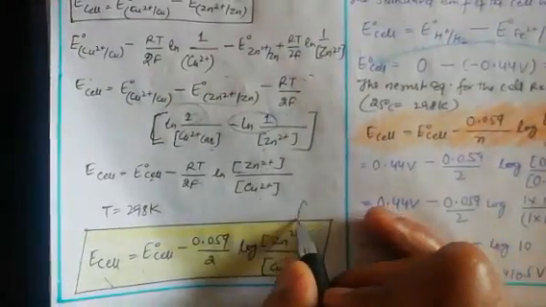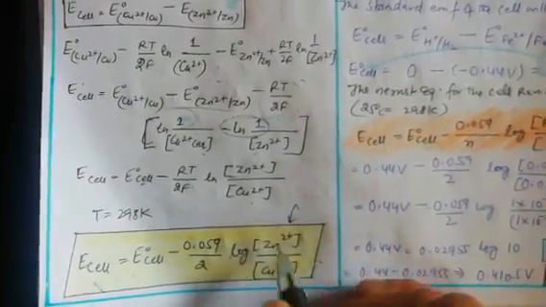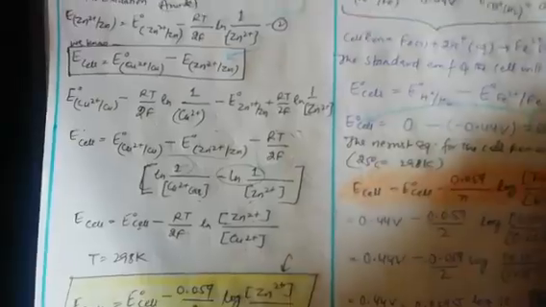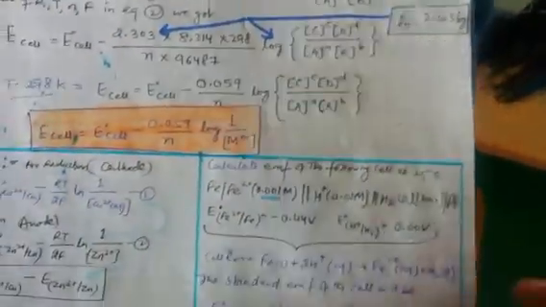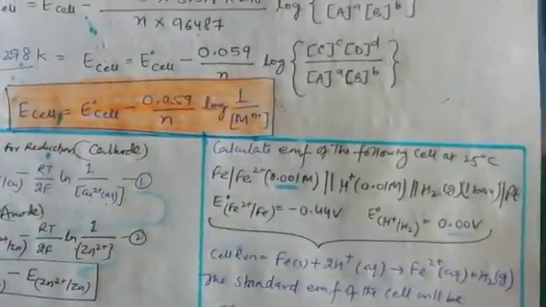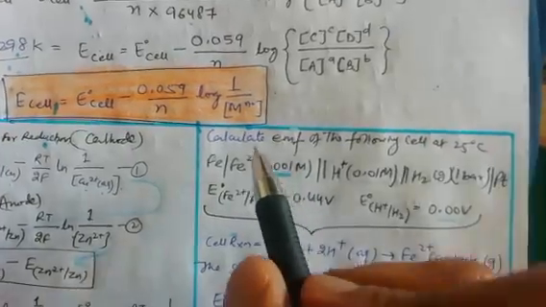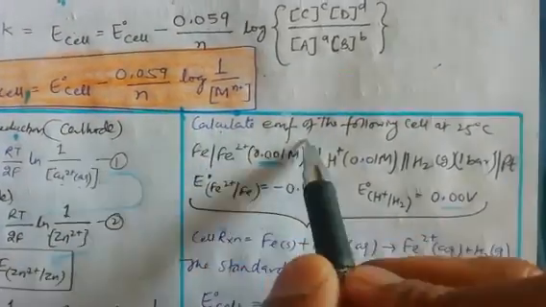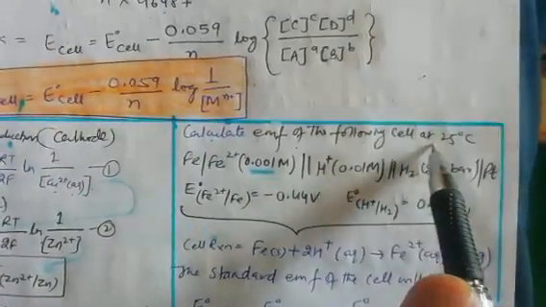Now we should know the value of Zn2+ and Cu2+. By putting this value, we can calculate the E cell. Okay, now we are calculating, we are not calculating cell potential. We are now calculating, by completing that equation, the voltage of that particular cell. Okay, so calculate the EMF of the following cell at 25 degrees Celsius.